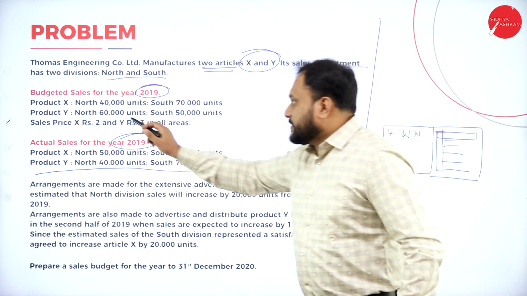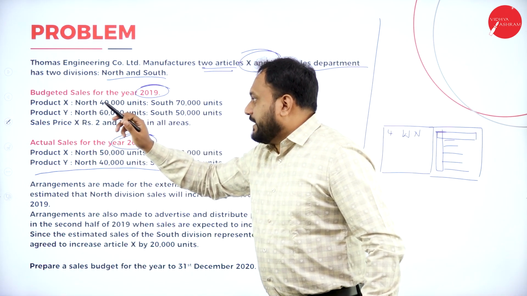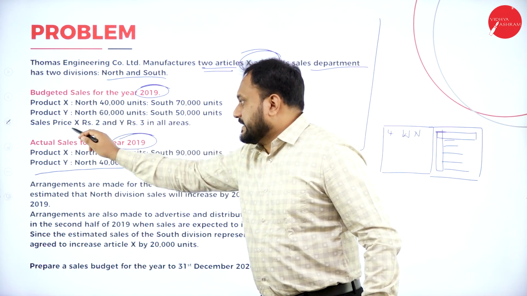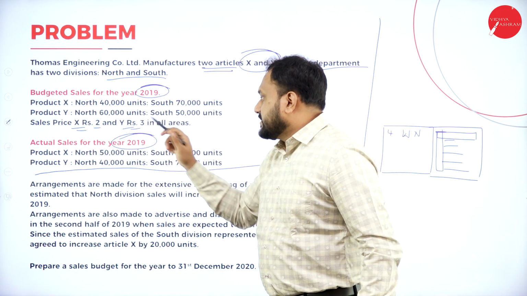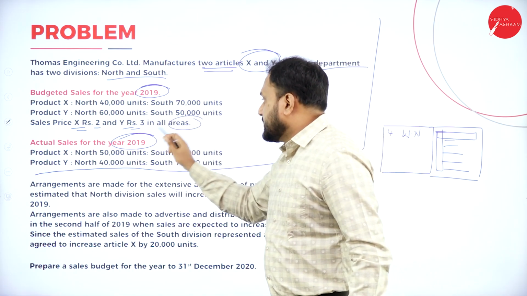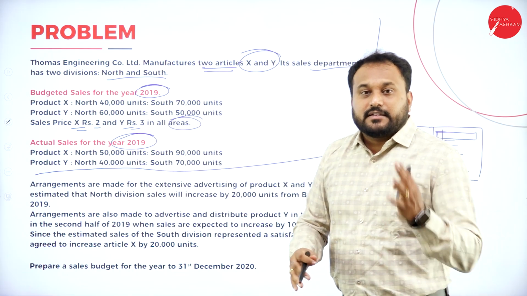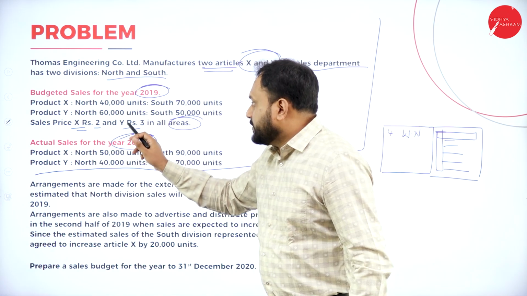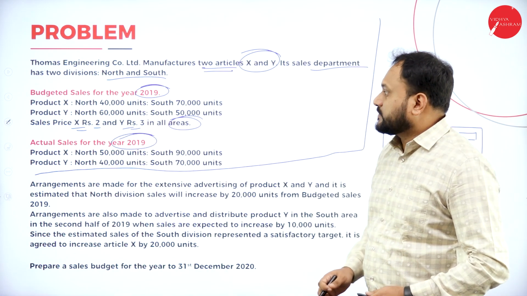See here, North X is 40,000. Now, Y North is 60,000. Sale price of X is how much? 2 rupees, and Y is how much? 3 rupees in all areas. That means both in North and South, the price of X product is 2 rupees, Y product is 3 rupees.